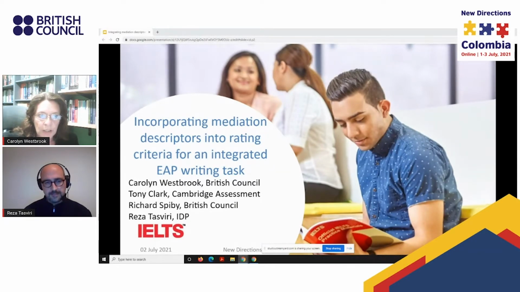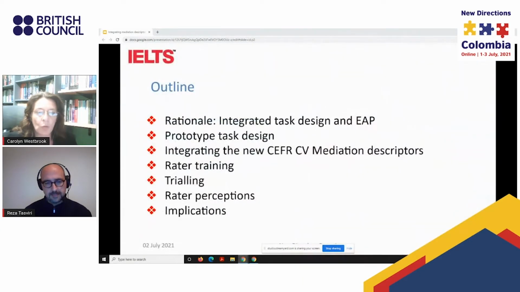Okay, so what are we going to be looking at? We're going to talk to you about an integrated task, well, a prototype integrated task that we worked on, and we'll talk to you about the rationale for that project and the task design. We'll then explain how we introduced the new CV mediation descriptors into an existing rating scale that we had. Then we'll talk about the rater training that we did, and then we'll talk you through the actual project trialing and how we collected data from raters and the implications of the project.